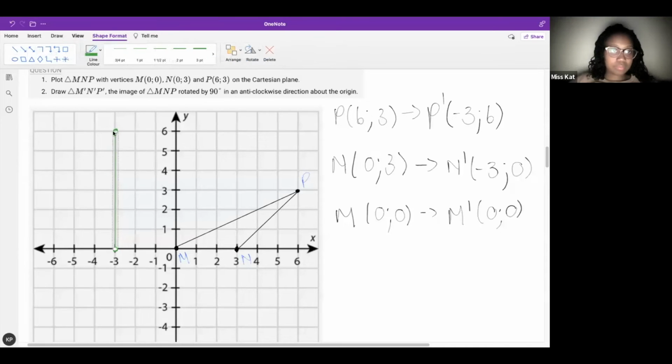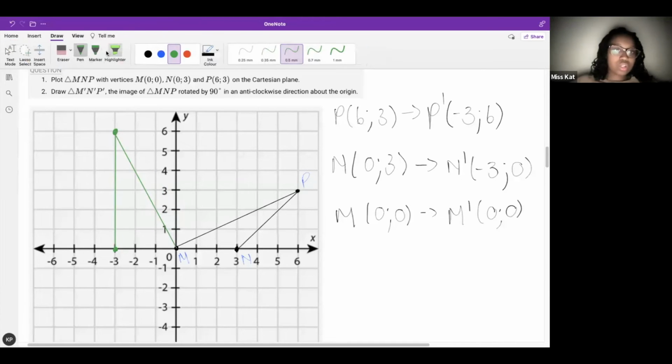And another one. And there we go. There is our new triangle, which is called, okay, I should have checked what these were called. This is P prime. That's M prime, which is still M, which means this is N prime. There we go, guys. Do you see how it works?